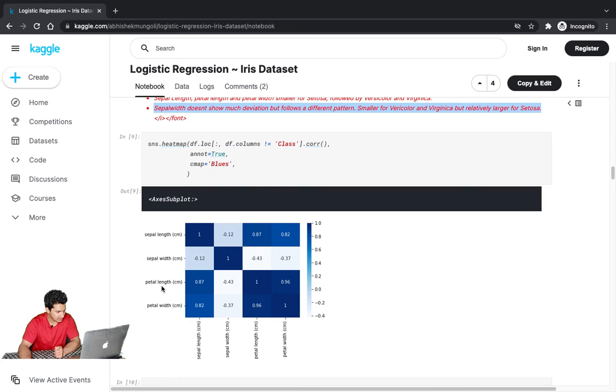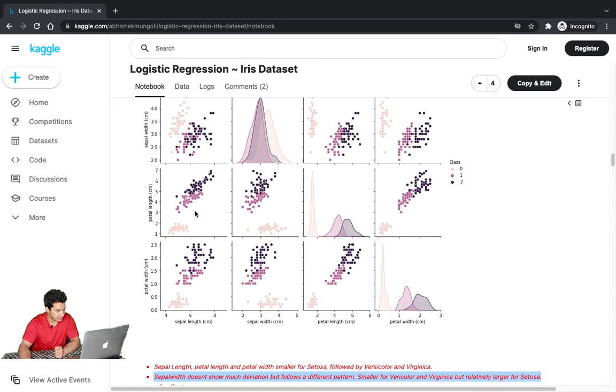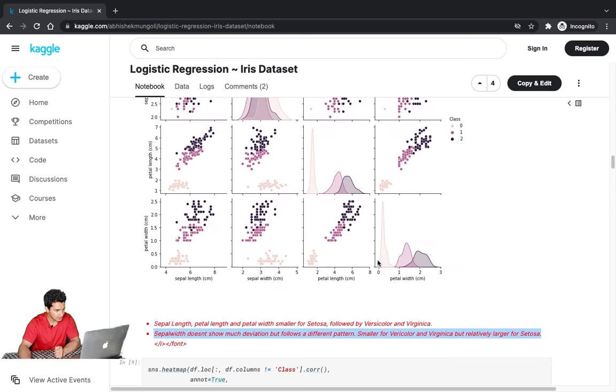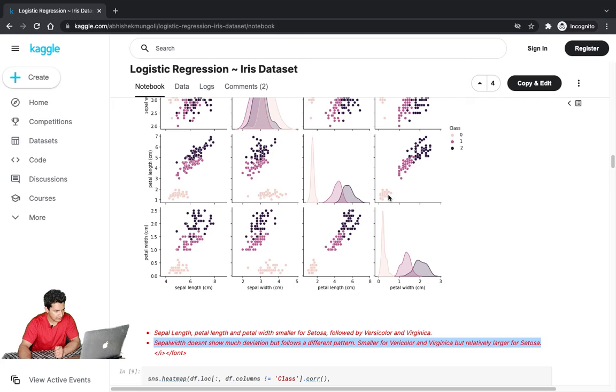We can see that the petal length and sepal length have a strong correlation, as we were already seeing here. The petal length and sepal length have a strong correlation, and also petal length and petal width. And also if you see these two distributions, the petal length and petal width, they are giving very similar kind of information because the distributions are very similar.